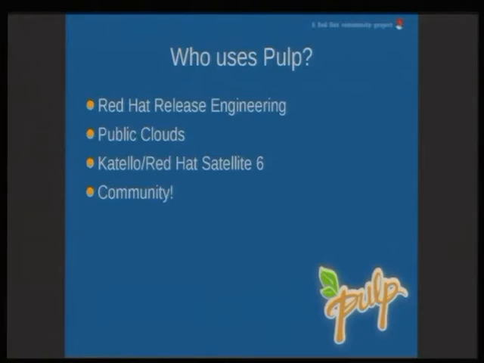Now, let's see some examples. Who uses Pulp? Red Hat Release Engineering uses Pulp. Red Hat Release Engineering is responsible for delivering content to our clients. And it's a big deal because we have a lot of products, right? And behind the CDN, which is the content delivery network, there is Pulp. Pulp is also in public clouds. So if you have ever used an EC2 image on Amazon, and if you have ever done yum install something, you pull this content from Pulp. Katello, which is the upstream project for Red Hat Satellite 6, uses Pulp, and obviously our lovely community.